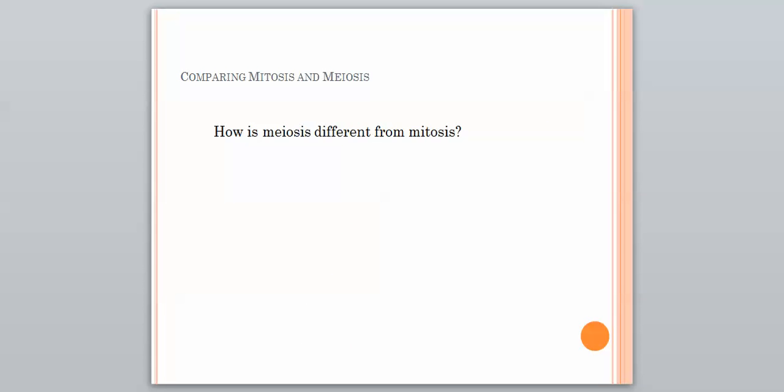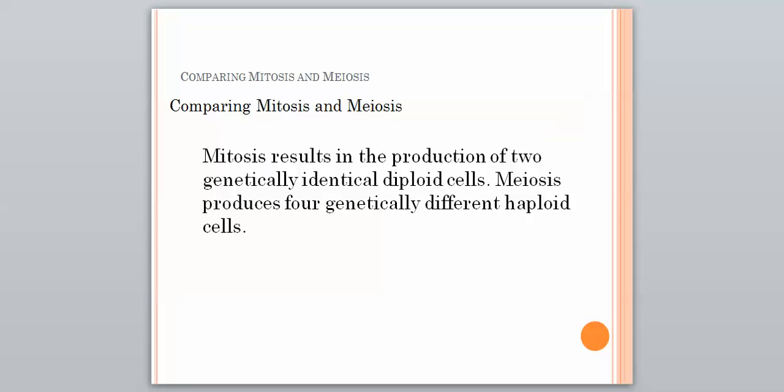And then our final point to end this section is: how is meiosis different from mitosis? The main difference is that mitosis results in the production of 2 genetically identical diploid cells. In mitosis, we start with 1 cell, and it gives us 2 cells that are identical to what we started with. And in meiosis, we produce 4 genetically different haploid cells. All 4 of the cells that we end up with are different from the one that we began with, and that's our main difference there.